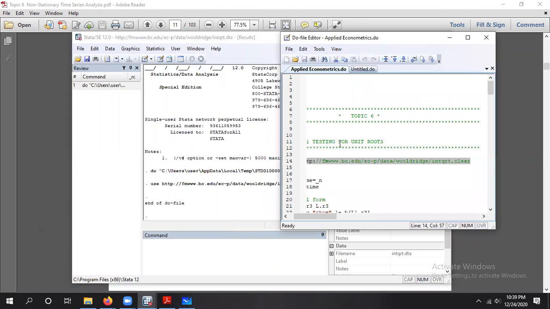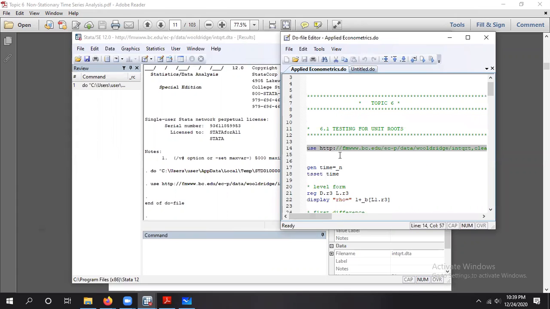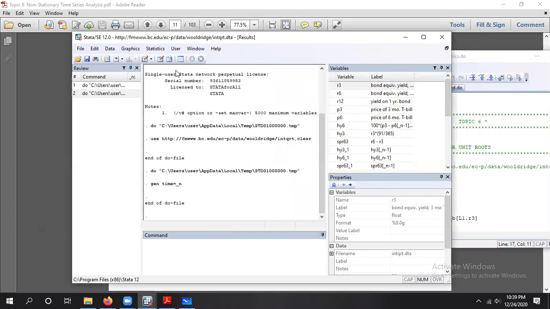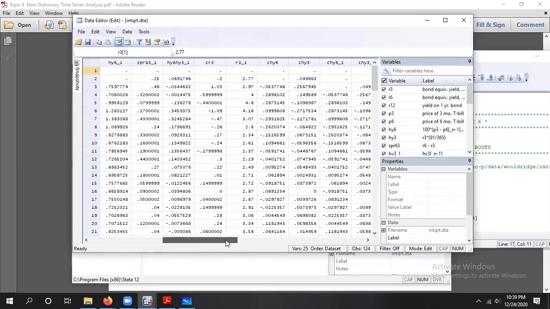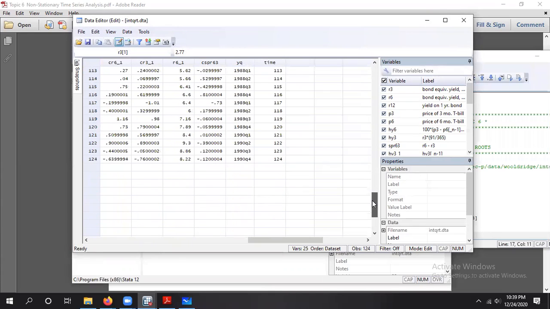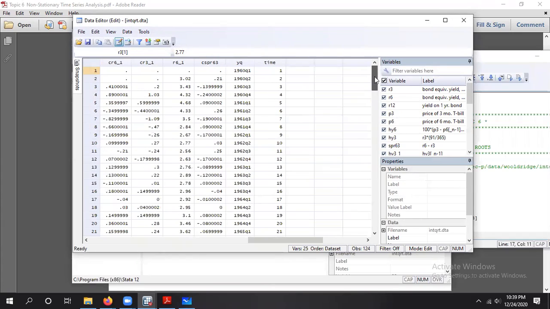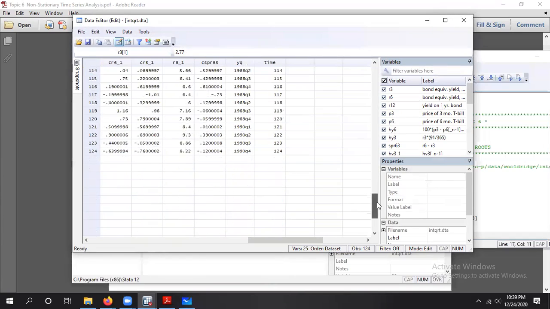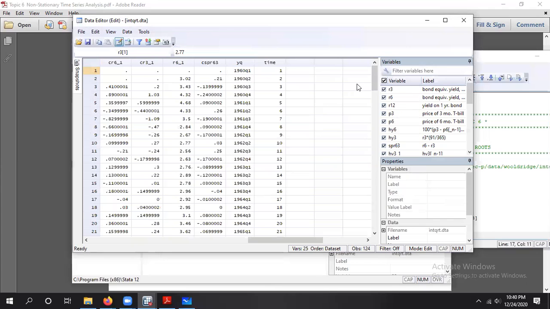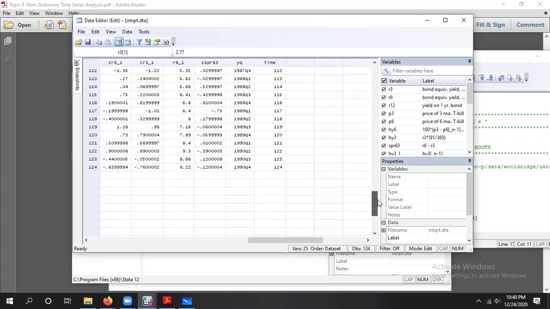So how do we do that? We just use the command in Stata, generate time, and then we can see that the time is already generated: 1, 2, 3, 4, 5, and there are 124 periods. Maybe it refers to months, which means we deal with 124 months. If the data is quarterly, it means we have 124 quarters.